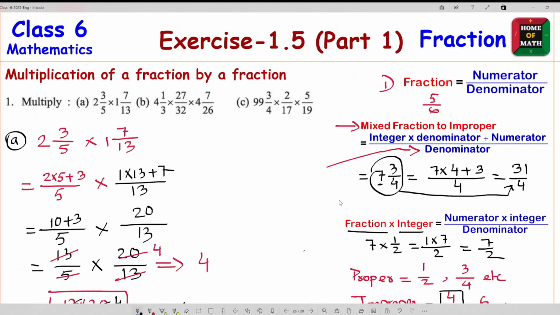So no more today. In this video we tried to multiply a fraction by a fraction, which is very important, and this is the first part of exercise 1.5, class 6 mathematics, and that chapter is fraction. In the next part we will do division of a fraction by a fraction, which is also very important for our examination.